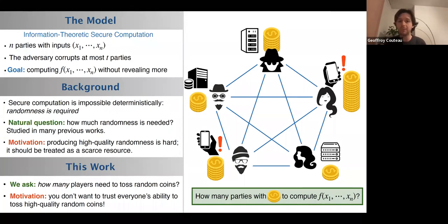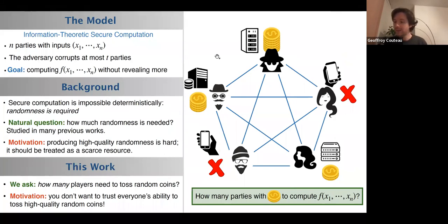So for example, in my example, we might want to ask the two parties that use their cell phone to participate to the protocol to not produce random coins during the protocol. We don't want to trust their ability to toss cryptographically secure random coins. So is it possible to run the protocol without having them tossing any coins? So that's the question we ask.